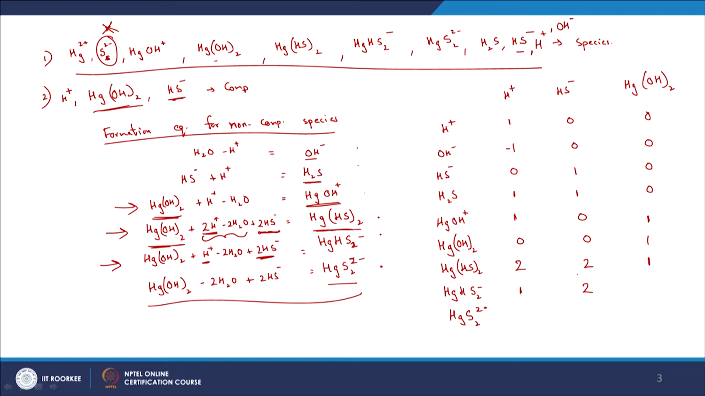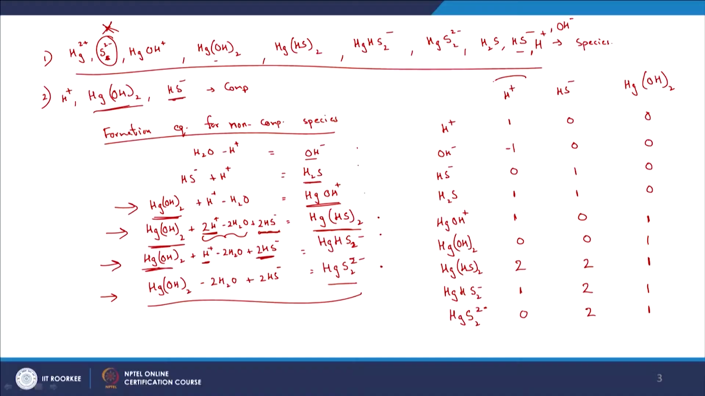And same case as here. So I don't need any H plus for forming HgHS2 minus, but I need two HS minus and one HgOH twice, right? So now I am done with writing the tableau. So if you remember, what are we trying to solve for?